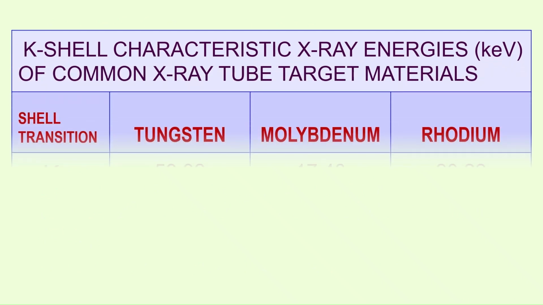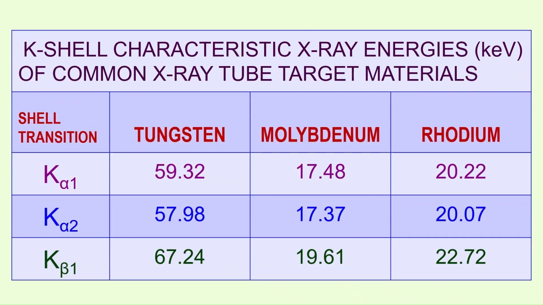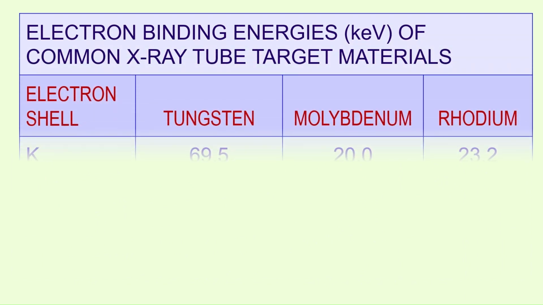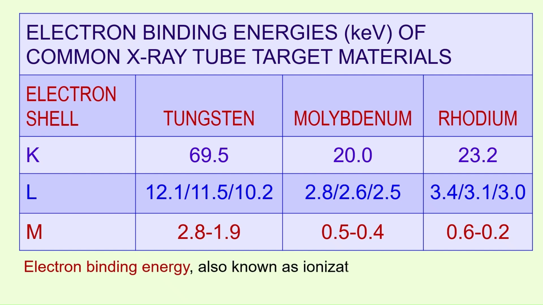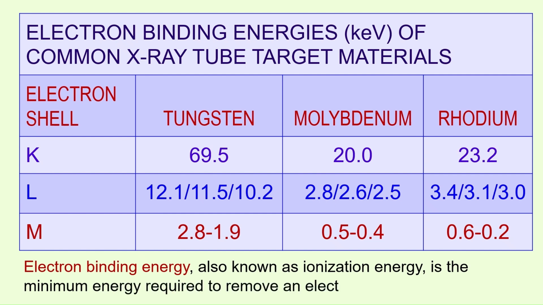K-shell characteristic X-ray energies in kilo-electron-volts of common X-ray tube target materials: tungsten, molybdenum, rhodium. Electron binding energies in kilo-electron-volts of the same target materials. Please note, electron binding energy, also known as ionization energy, is the minimum energy required to remove an electron from its atomic orbital.